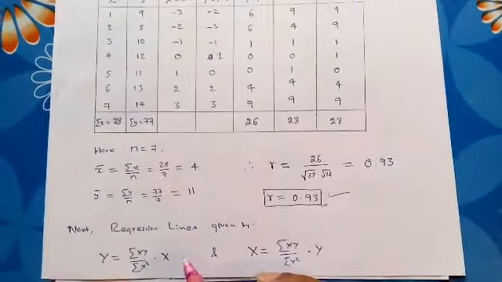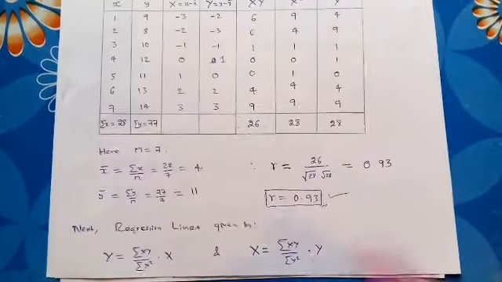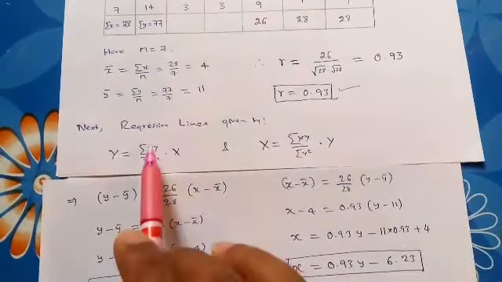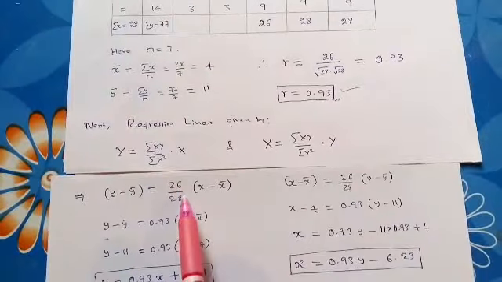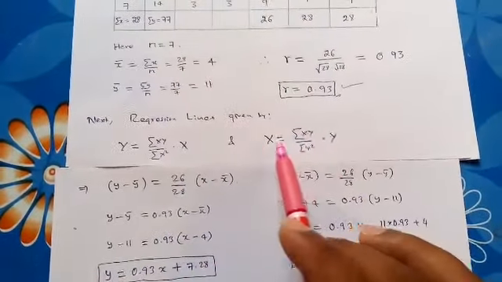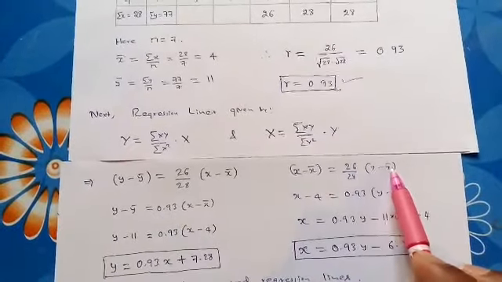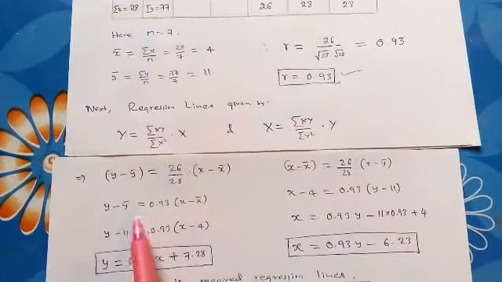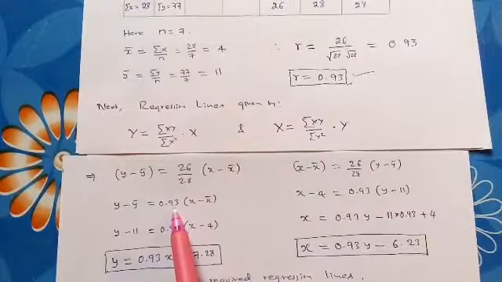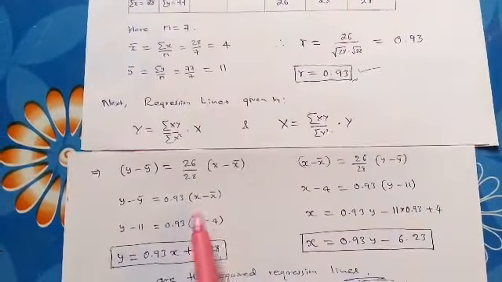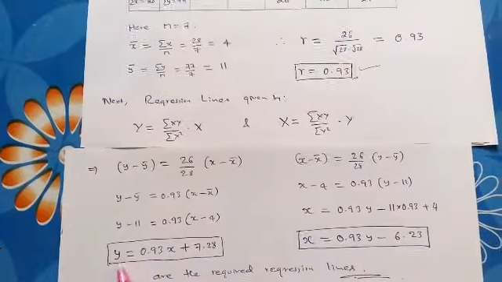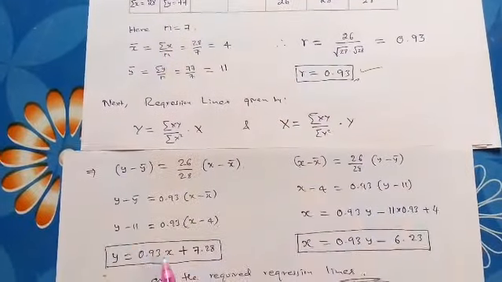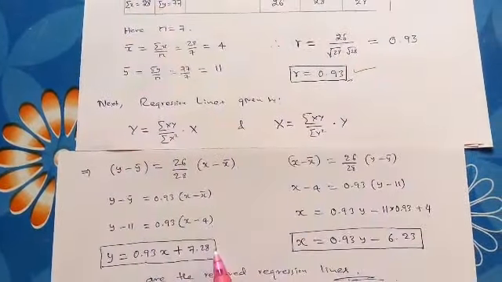Next, regression lines. Write down the formula and substitute the values. Here Y means y minus y bar equals summation of XY is 26, sum of X square is 28, times X, where X means x minus x bar. Similarly here, X means x minus x bar, and Y means y minus y bar. So here also substitute the values, sum of XY and sum of Y square. Here this value is 0.93, multiply the terms. Here y bar is 11, x bar is 4. Substitute all the values, keep y on the left side and transfer the remaining terms to the RHS. So we get y equals 0.93x plus 7.28.